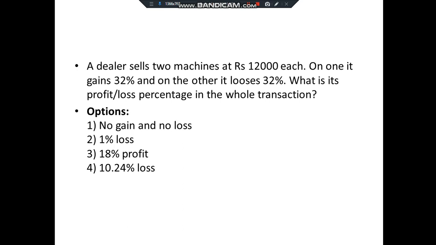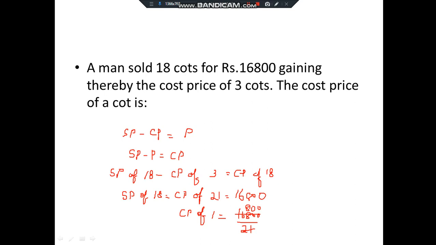So there are almost 23 questions I have chosen, a variety of questions, so we'll see one by one. The first question: a man sold 18 cots for rupees 16,800, gaining thereby the cost price of 3 cots. The cost price of the cot is?